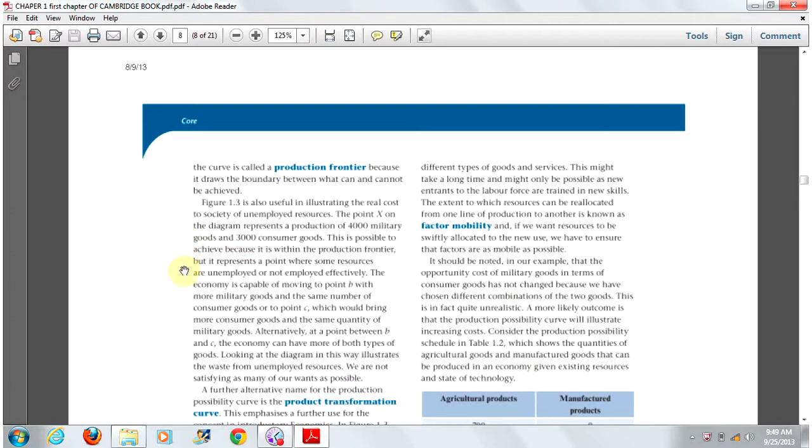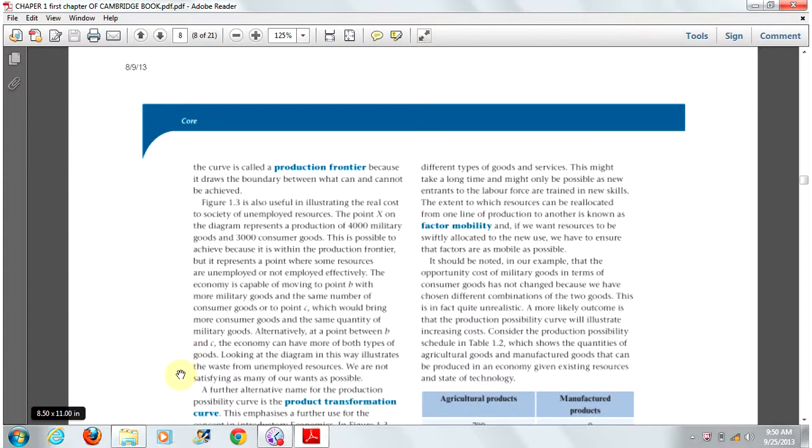The economy is capable of moving to point B with more military goods and the same number of consumer goods, or to point C, which would bring more consumer goods and the same quantity of military goods. Alternatively, at point B and C, the economy can have more of both types of goods. Looking at the diagram in this way illustrates the waste from unemployed resources. We are not satisfying as many of our wants as possible.